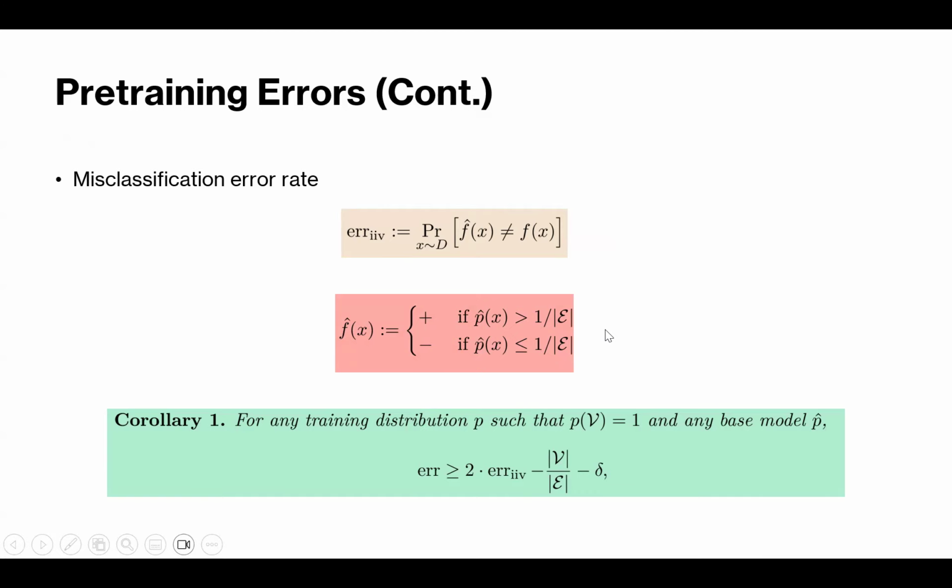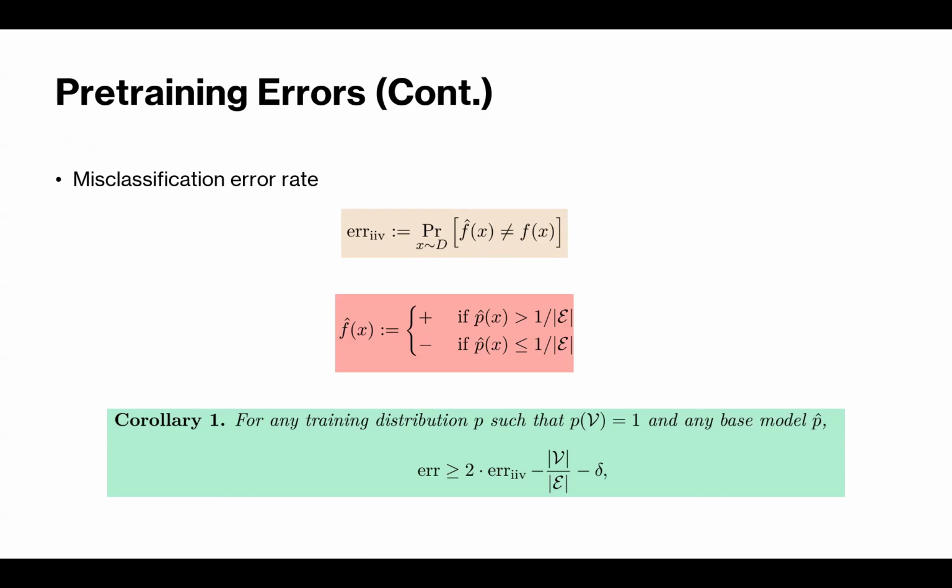Now, this is not really a binary classifier, it's just a thresholding thing. So what we are saying is, if the probability of the sample which we have drawn is greater than 1 by the cardinality of the error, we call it a valid sample. And if it is less than or equal to 1 by cardinality, which is the probability of error occurrence in a uniform error distribution space, we assign it a negative value. Now, what does it mean? The error in IIV is basically when this does not match, right? So in an ideal condition, this should always be equal, and the error will be 0 if we match it perfectly.